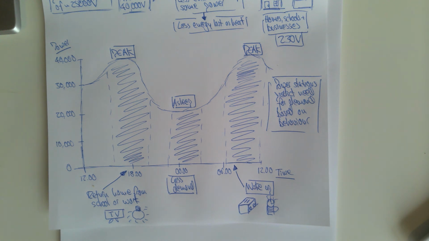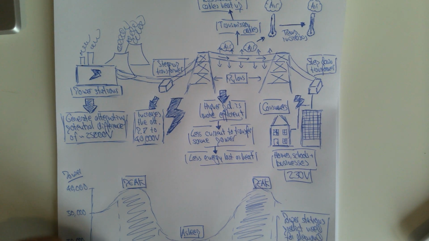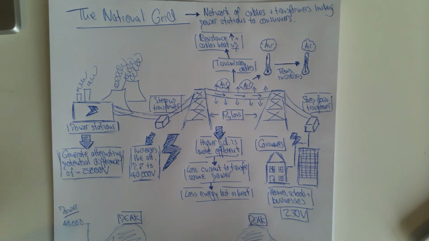So we've got an overview of the national grid. It's the cables and transformers needed to move electricity from power stations to consumers. You have to have step-up and step-down transformers to ensure that electrical power can travel long distances and isn't lost to the environment and surroundings as wasted heat energy. And also the step-down transformers to ensure that the electricity that enters our homes, our schools, our businesses is at a safe, usable voltage, and that voltage is 230 volts.